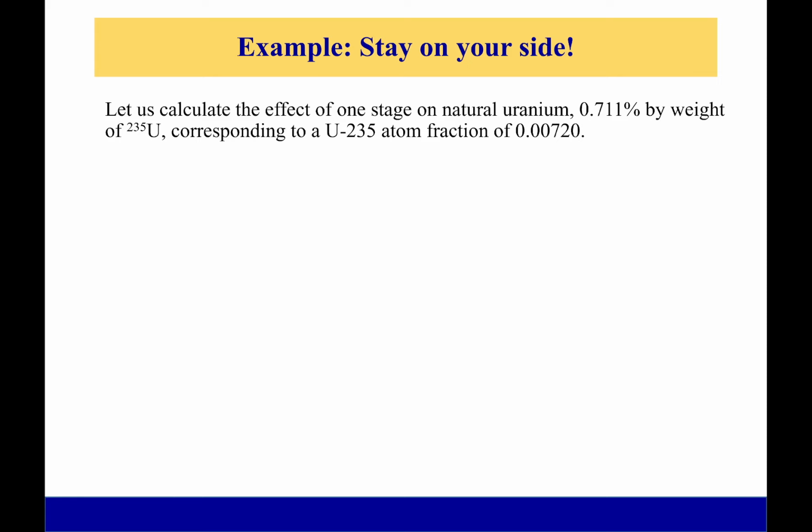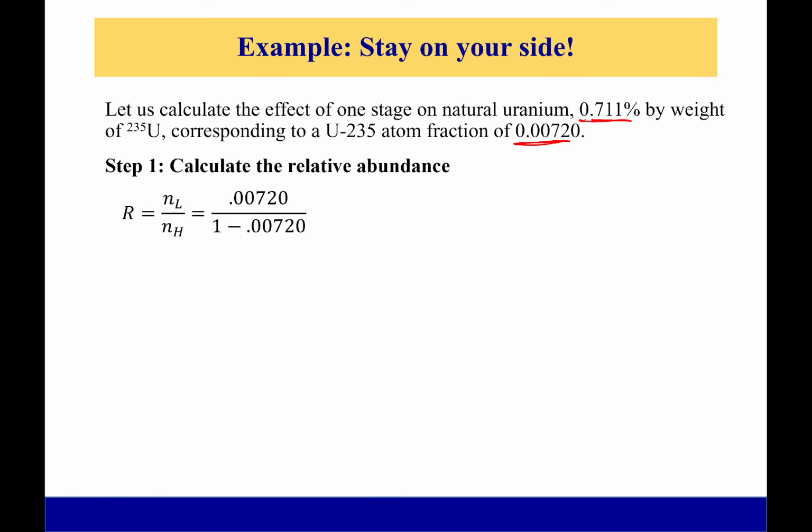Okay, so let's go ahead and see how much one stage of gas diffusion will affect our relative abundance for uranium. Now we're using natural uranium, so it'll be 0.711% by weight, and it's going to have an atom fraction of 0.00720.